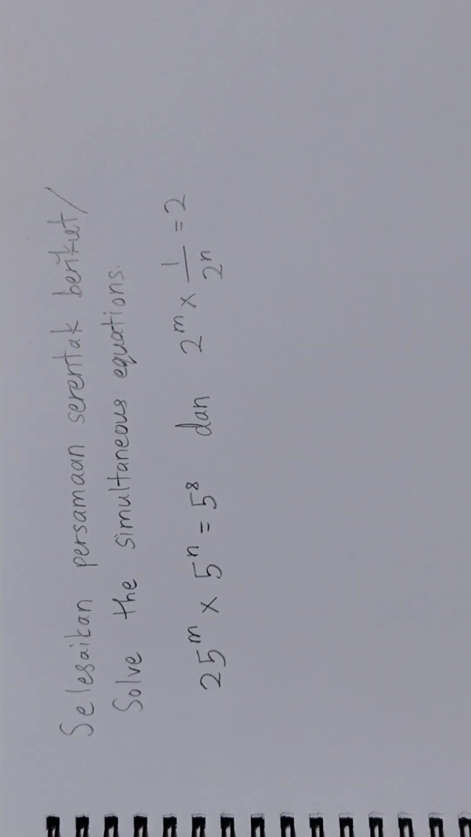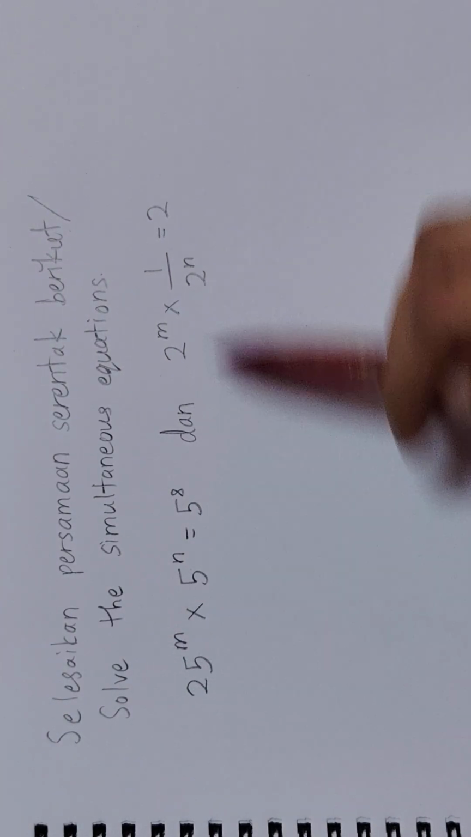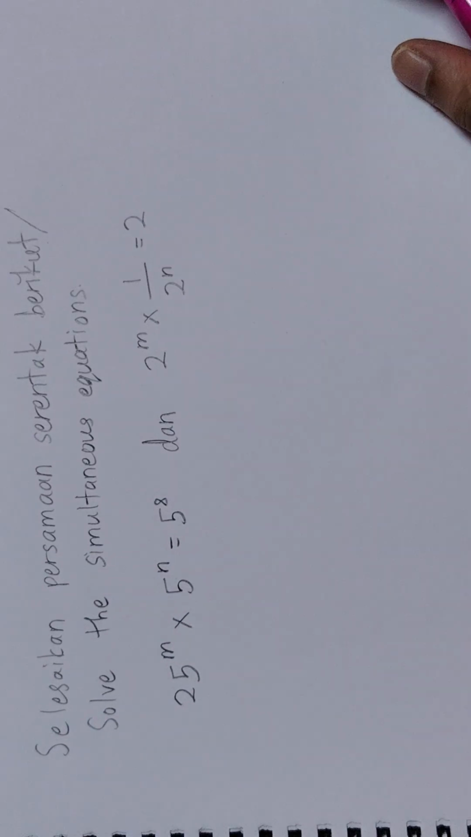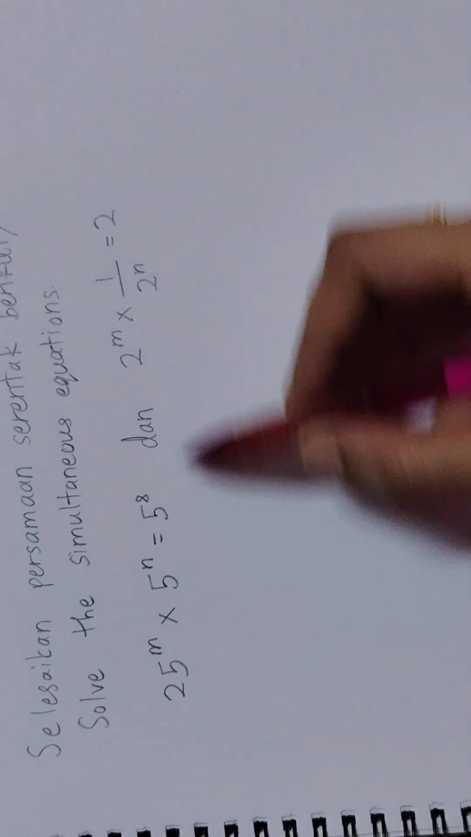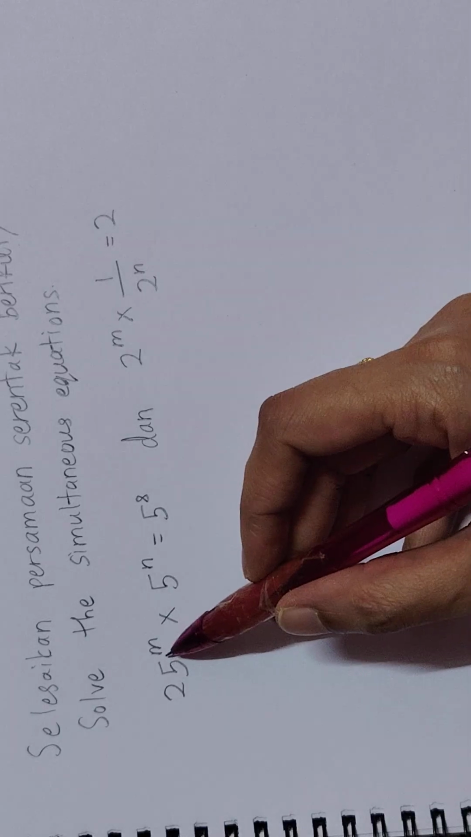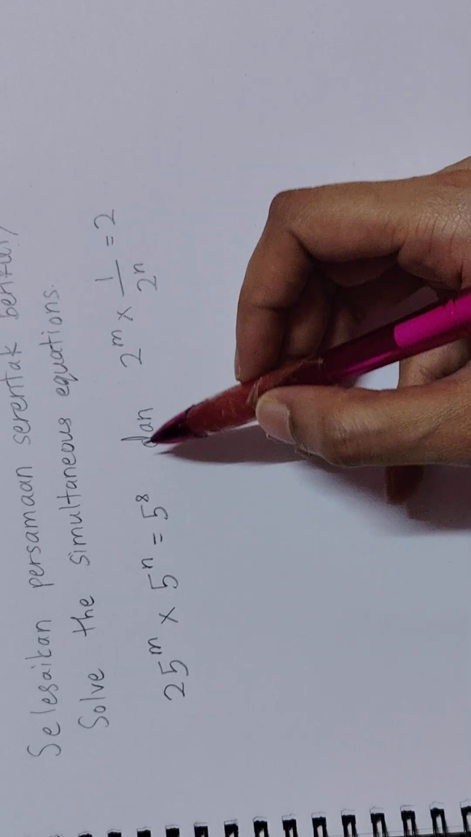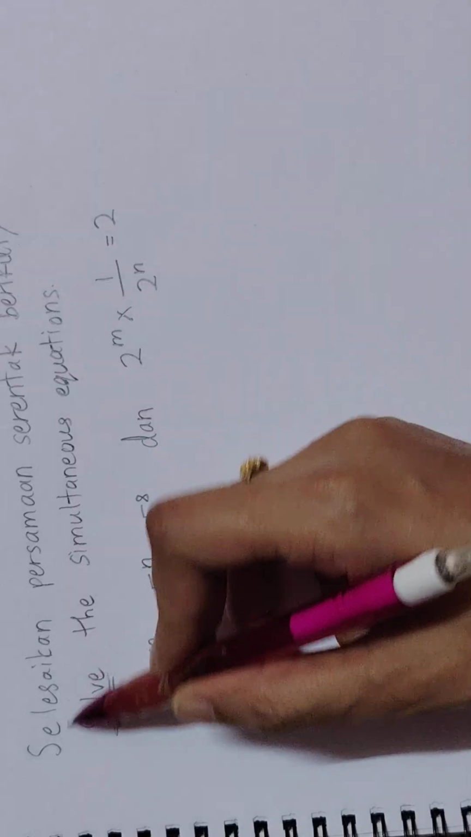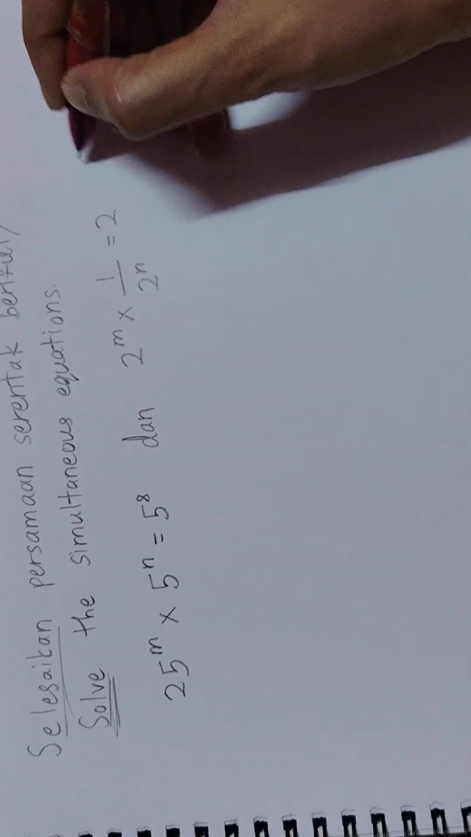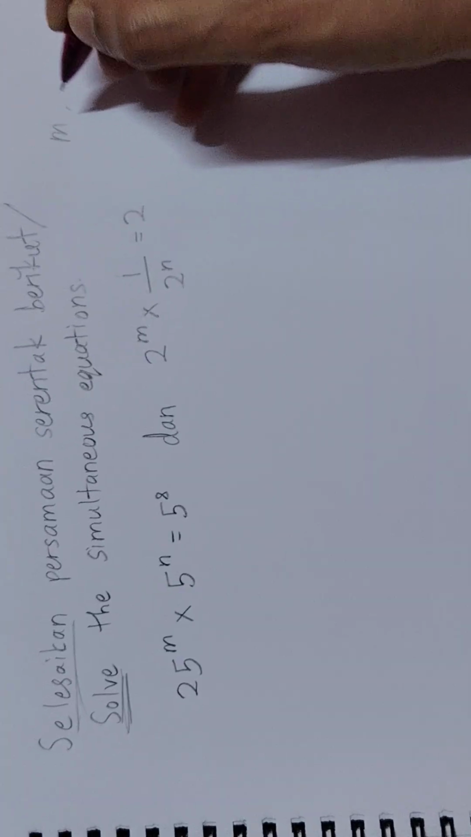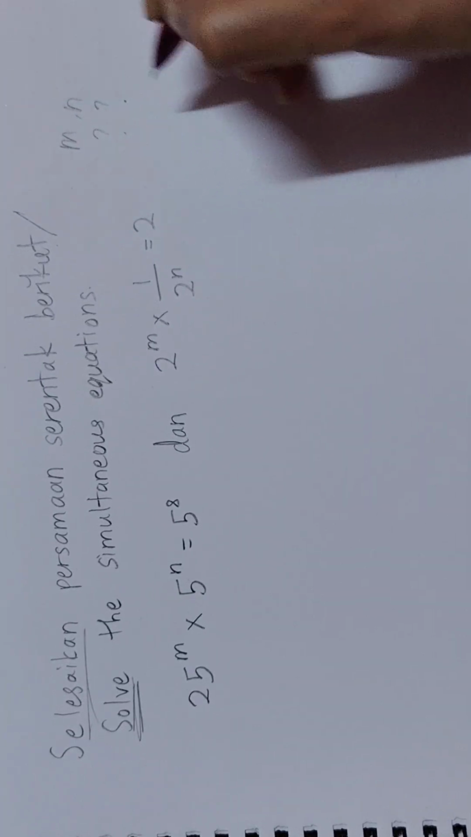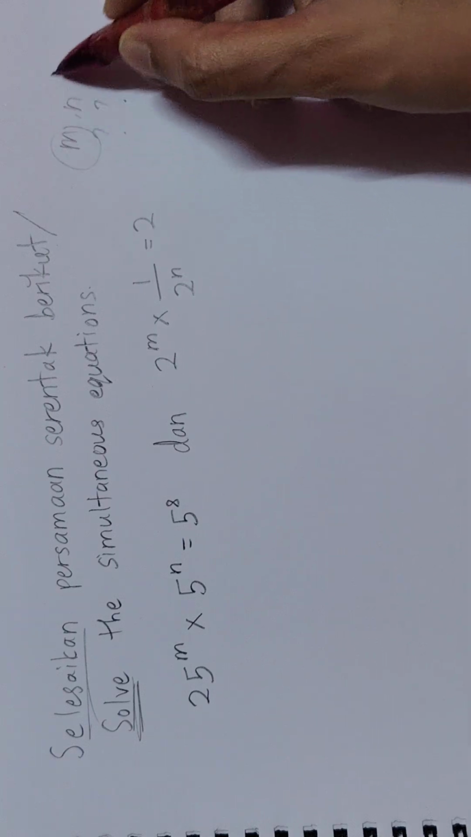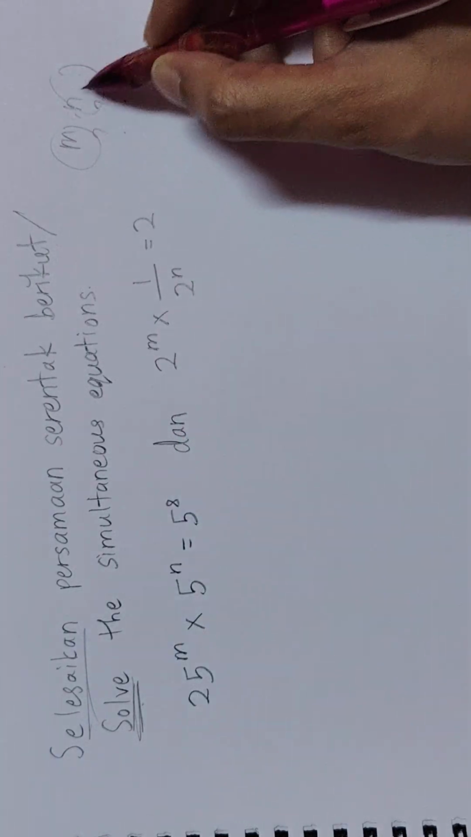Hi class, so today we are going to learn how to solve these simultaneous equations that are involving index. Okay, so the first thing is, you see two different equations here. 25^m times 5^n equals 5 power 8. Okay, mn. So whenever this is solved, selesaikan, remember you need to find the value of m and the value of n. So we are going to do the solution and find the value for m and then n. So solve meaning you must find the two values lah.